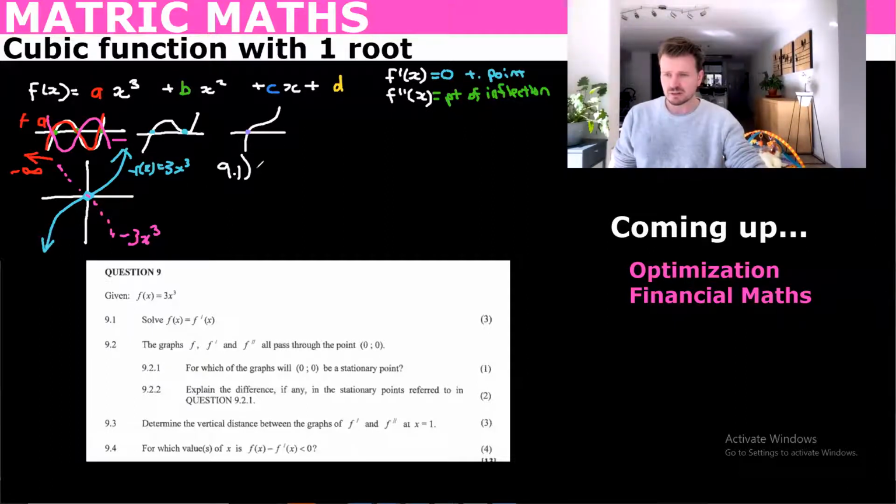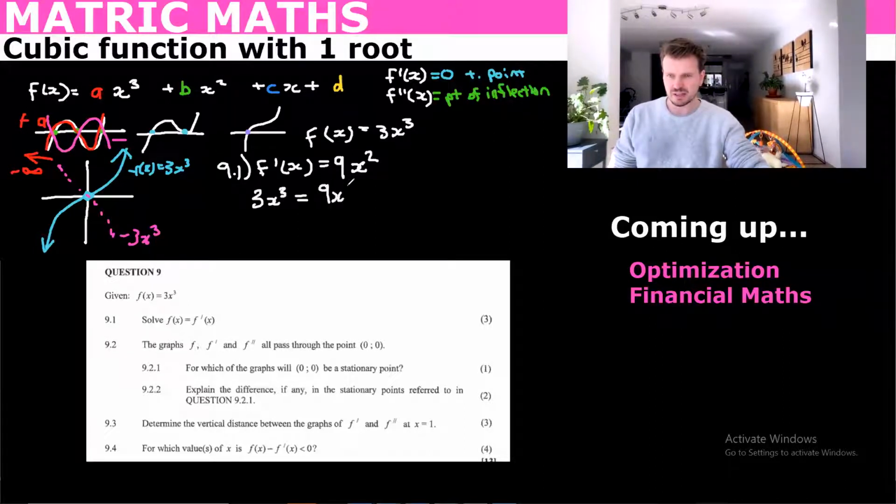Now, they said solve for f of x equals the derivative of f of x. Let's just write f of x first: 3x cubed, so that we remember how to define the derivative. We say the exponent times the number in front, so 3 times 3 is 9, and then we take 1 off the exponent to become 2. Now we have to solve for f of x equals f dash of x. So f of x is 3x cubed, f dash of x is 9x squared.